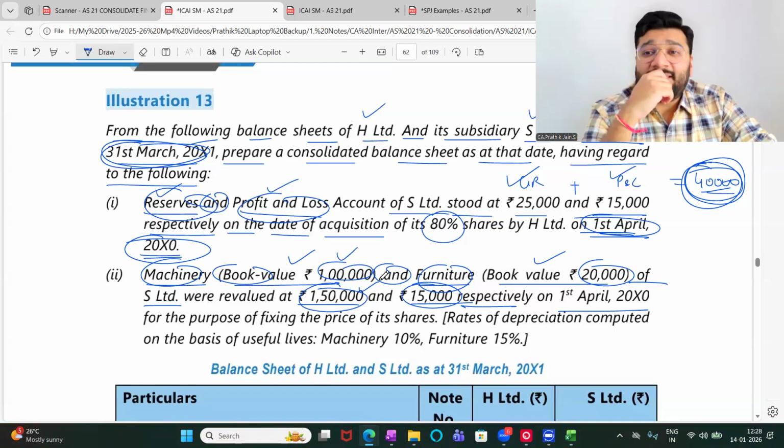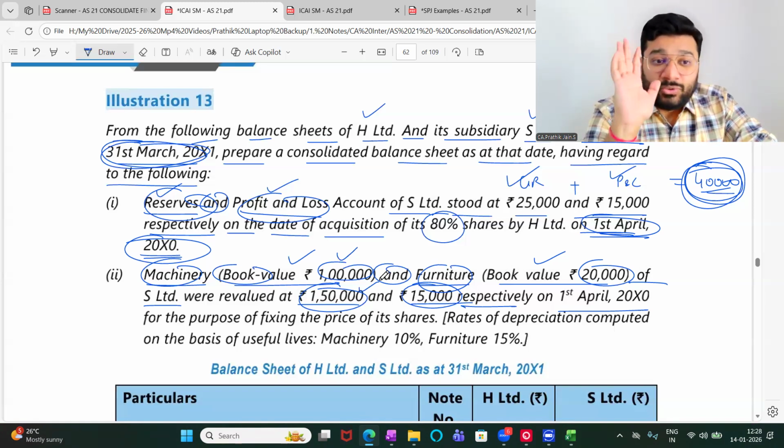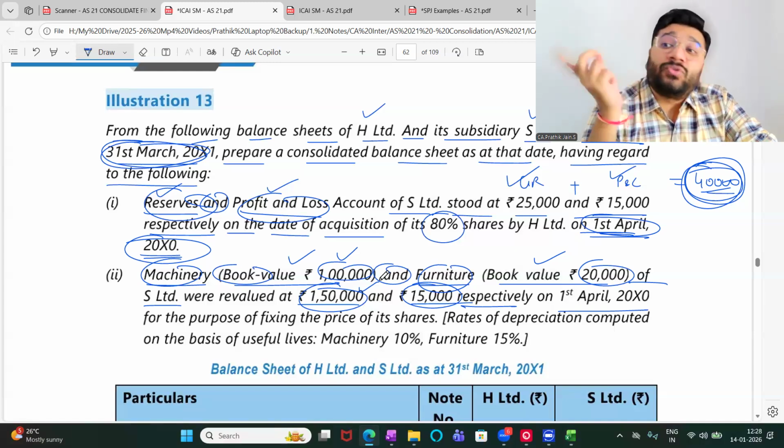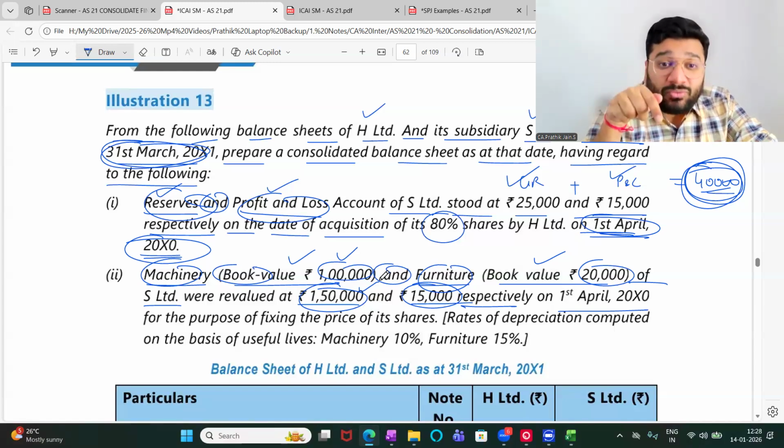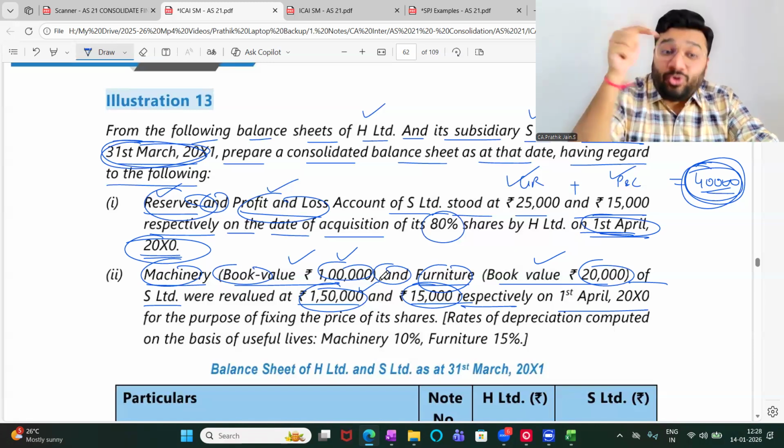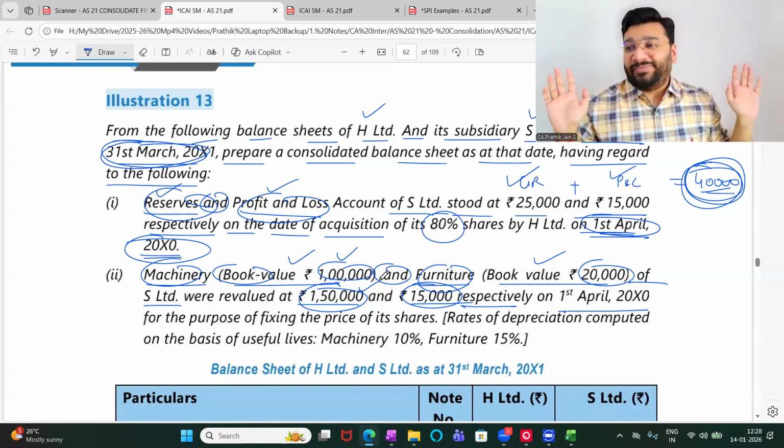My simple question is, what will I do with the market value on the balance sheet date? In the consolidated balance sheet date, if I get the market value, what will I do with that? We are doing revaluation. Why? Because we want the asset to be reflecting at correct value. Why do we want asset to be at correct value? Because we want the net asset to be correct. Why do we want net asset to be correct? So that the goodwill and CR, what we get out of it should be correct.